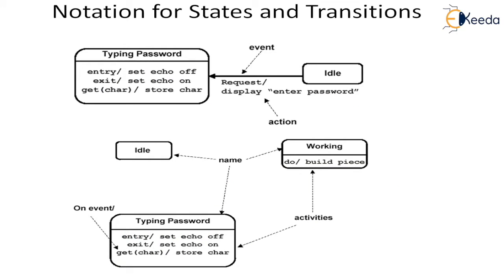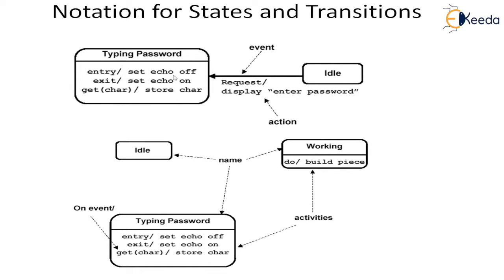So this diagram is showing the notation of the states and the transitions that we just discussed in the previous slide. This is the compartment, the rounded box denoting a state, and there are two compartments. This is the name of the state, typing password, and these are the activities that happen inside the state when it is in this state. At the entry point it will set echo off, at the exit point it will set echo on, and otherwise it will get character and store character.